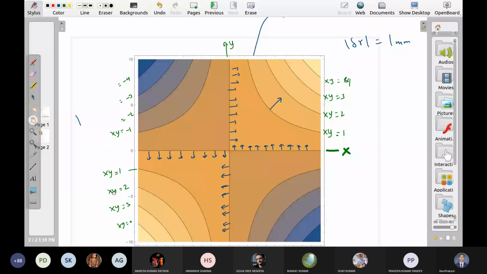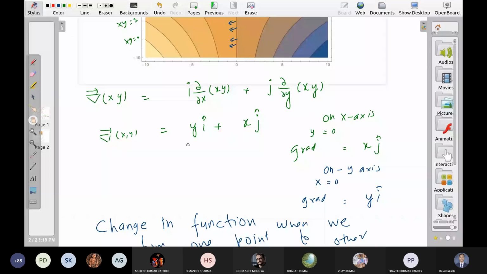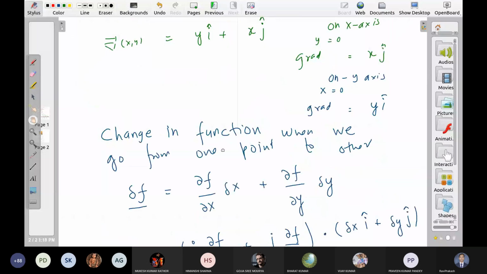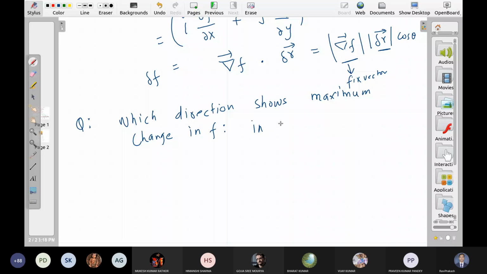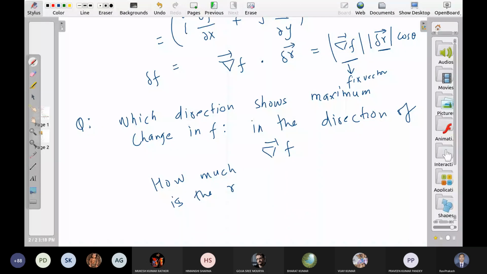So let us write it in words also. In the direction of del f, how much is the change? How much is the rate of change? The magnitude of this. Right?